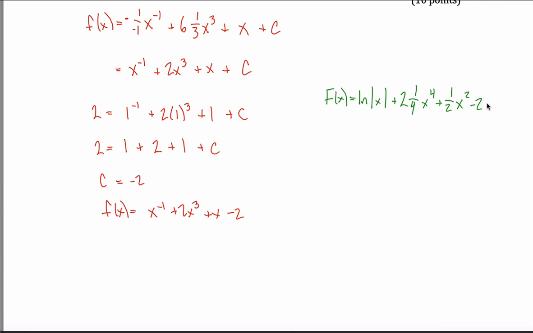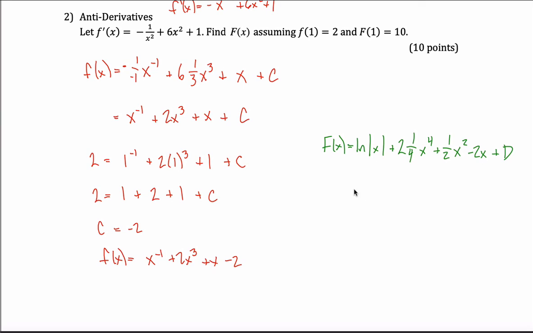And then I can tack on the variable to this constant here. And then I'm not done. I need to add on a constant because I'm taking an antiderivative. I'll use the letter d instead of the letter c just to make clear to the reader that I'm not implying they're the same constant. We'll clean this up a little bit before we solve for d. So I get the natural log of the absolute value of x plus 2 times a quarter is 2/4, aka a half of x to the 4th. Not much I can do here. 1/2 x squared minus 2x plus d.